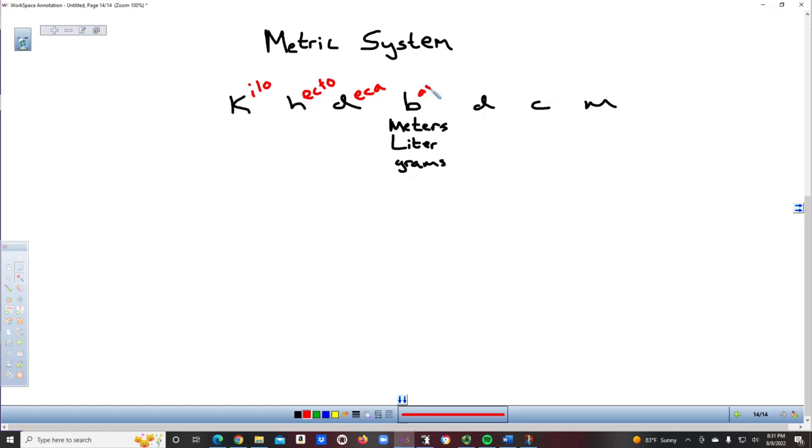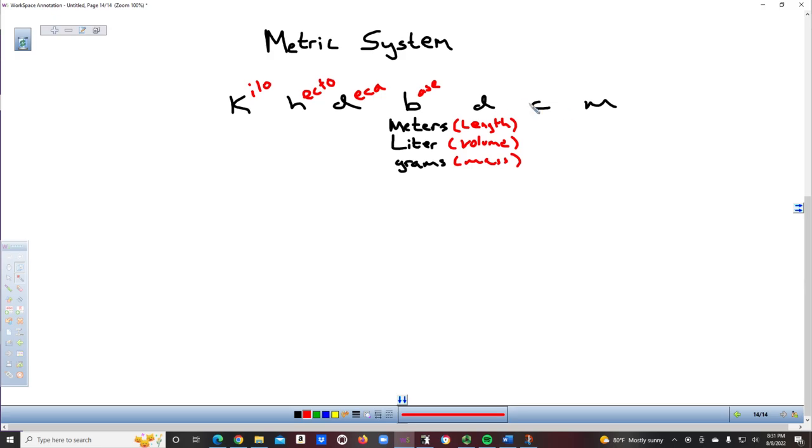Then you have our bases, right? And right now I'm referring to length, so meters. If I was dealing with volume or capacity, we would be looking at liters, and if we're dealing with mass or weight, we're referencing grams.